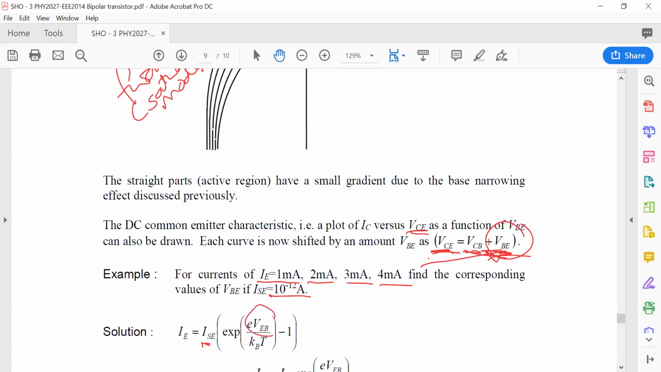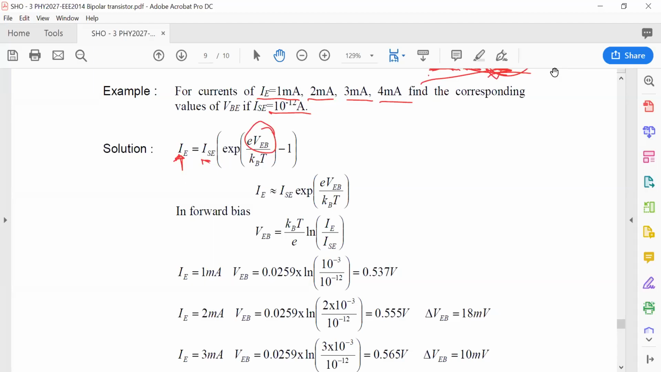This is what we're calculating, the voltage applied to the emitter base junction for a given amount of emitter current. When we have those values of the base voltage, we can then shift the VCB that's plotted by this amount and plot the same current, the overall current, as a function of VCE. So we need to rearrange this equation for IE such that we can get the value of VEB.